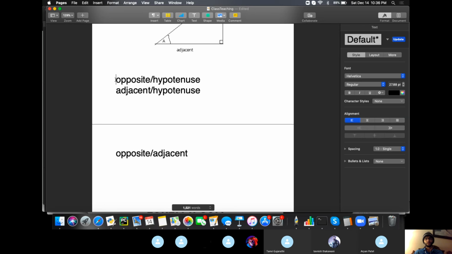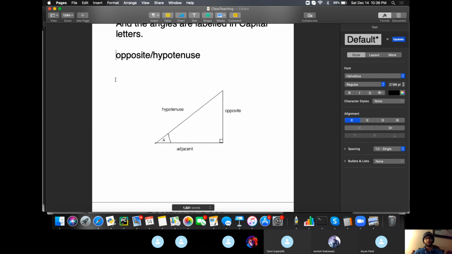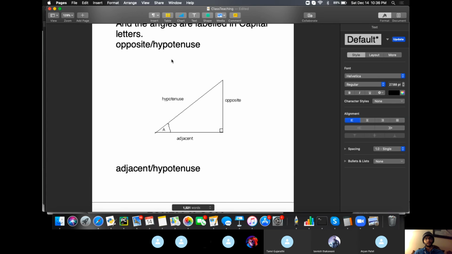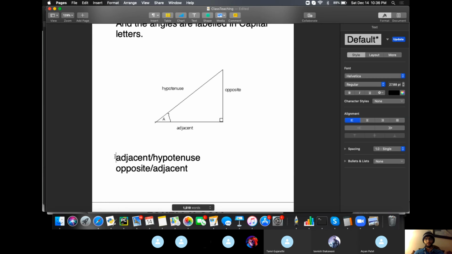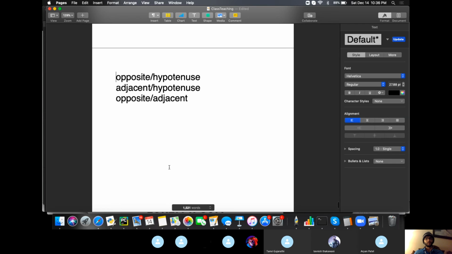Can somebody tell me how to get the other three? Reverse them. Very good. So then I get hypotenuse divided by opposite, hypotenuse divided by adjacent, and adjacent divided by opposite.